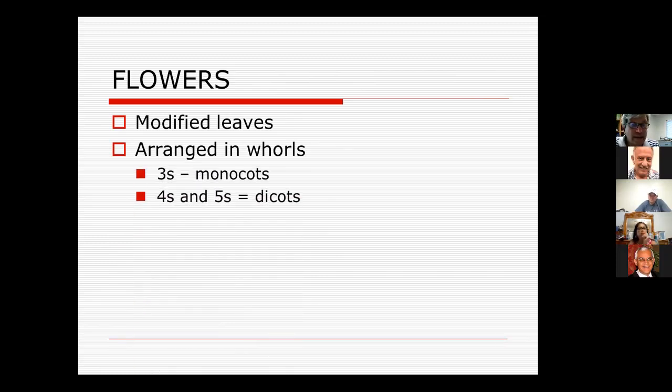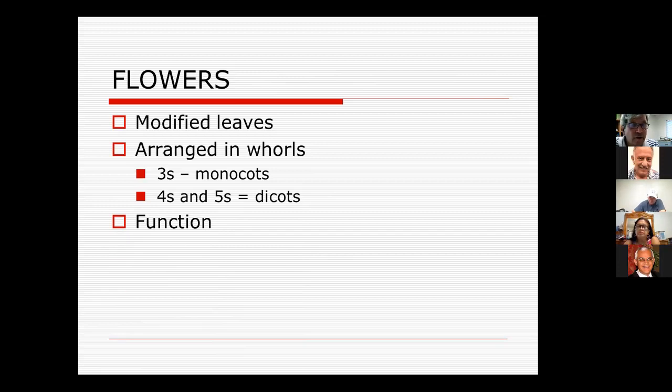Things we talked about the last time, if they're in multiples of 3, it's a monocot. If they're multiples of 4s and 5s, they're a dicot. So that helps you with identification, just looking at a flower and being able to look at the number of petals or a stamen or something like that.